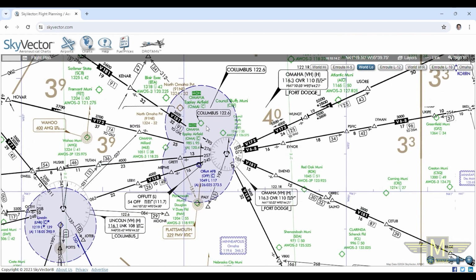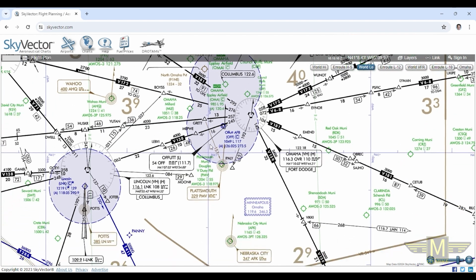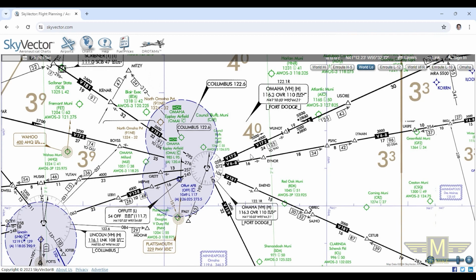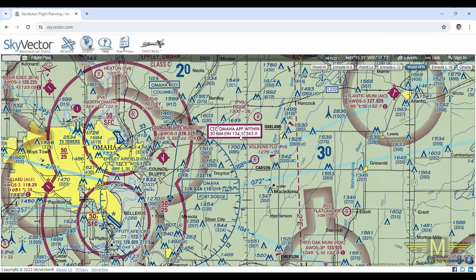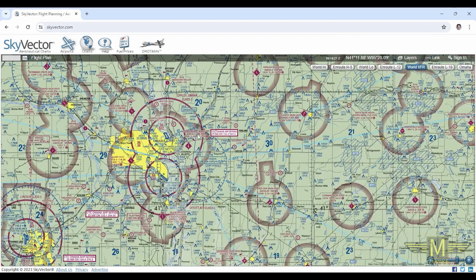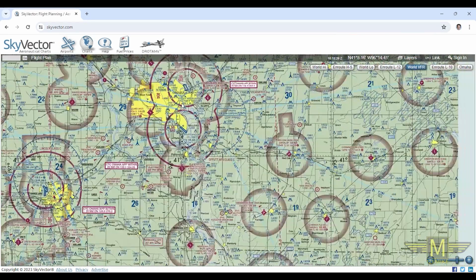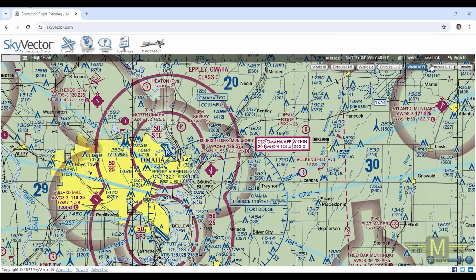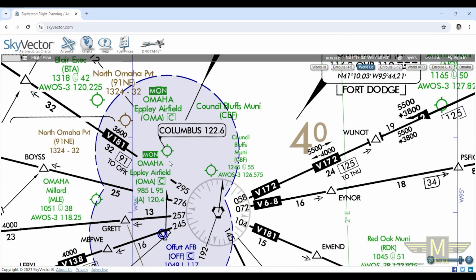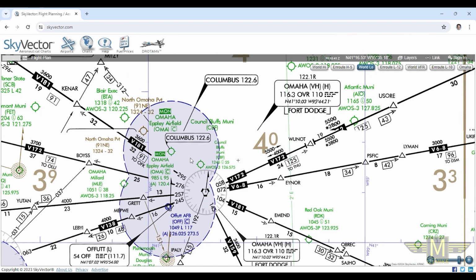Now, one thing you will not see on here that you will see on the sectional charts are the tower and approach control frequencies. Let's go to a VFR chart here and look. It says here, this is the approach control, 124.5, if you're coming into Omaha from the east. Actually, oh no, here's Omaha. If you're coming in from this direction, it's 120.1. Here, you're going to see the approach control frequency.